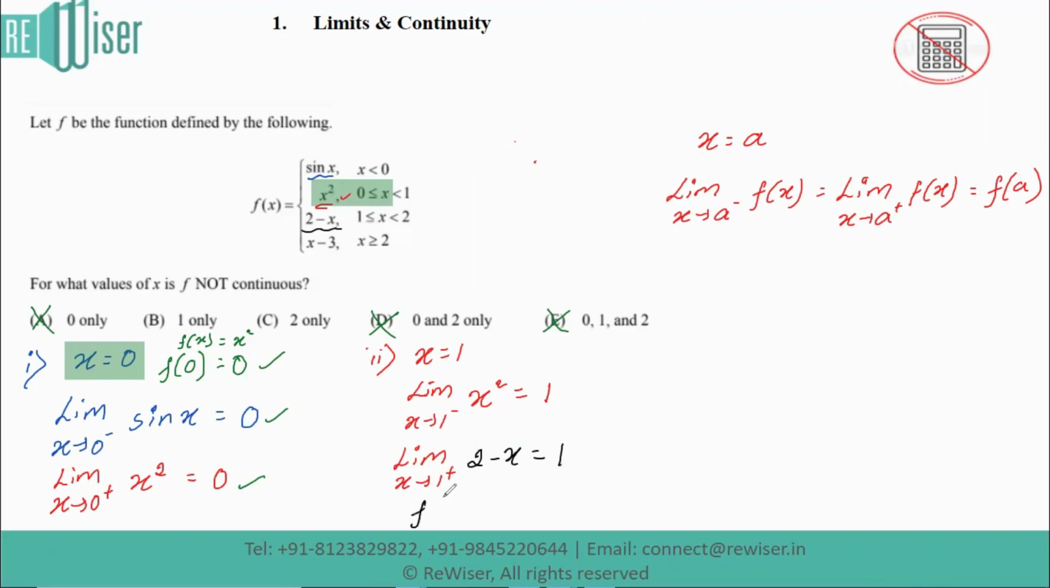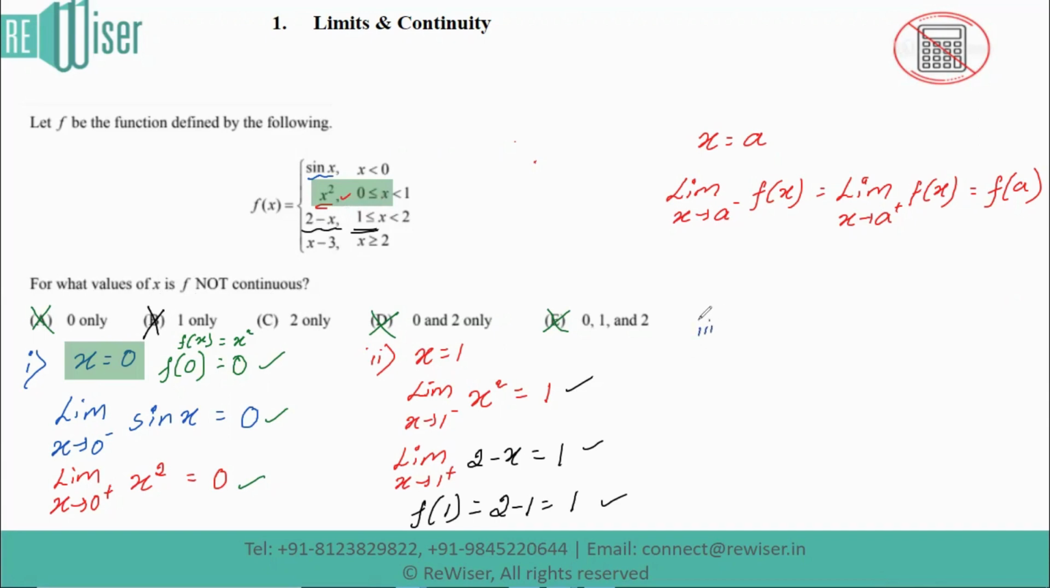And the value of the function at 1, which is f of 1, we need to use 2 minus x. So it's going to be 2 minus 1, which is 1. So here also my left hand limit, right hand limit, and the value of the function at that particular point are the same. That means this given function is also continuous at x equals 1. The question is asking which one is not continuous, so it cannot be x equals 1 either. So the answer must be C, but I will also show you why it is C.